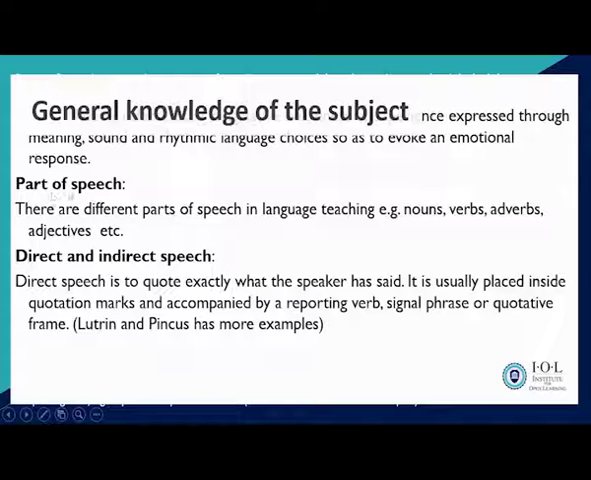We have now the parts of speech. There are different parts of speech in language, and here are the examples. There are more, and these are just examples of some of them, but there are more than this. We have nouns, verbs, adverbs, and adjectives.